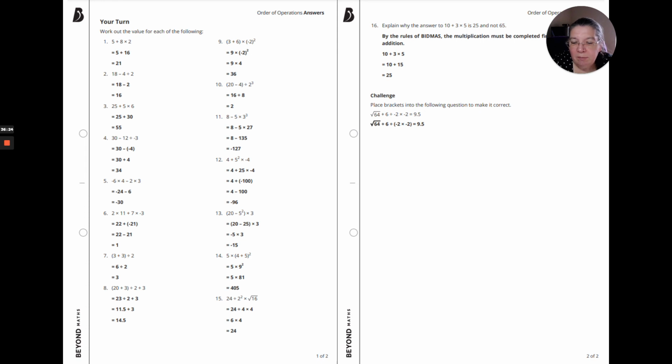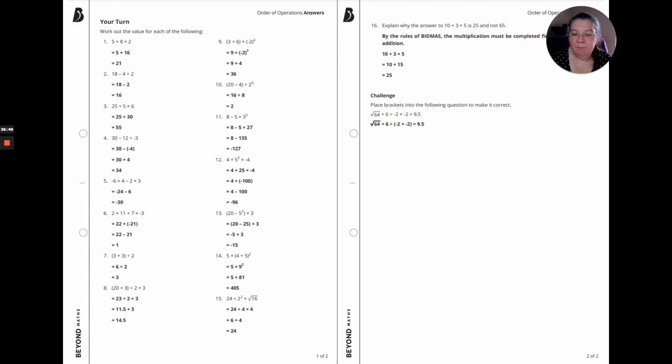Question 14. We can see we've got multiplication, we've got brackets and an indice. Well, BIDMAS says brackets first, so 4 plus 5 is 9. Then indices, so 9 squared, which is 81. Then our multiplication, 5 times 81, which is 405.